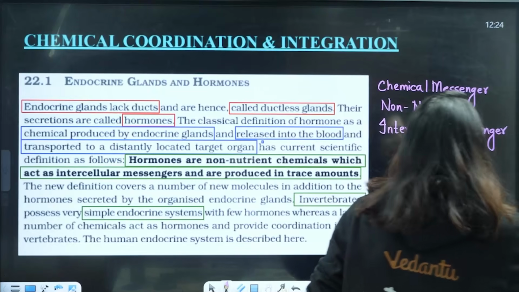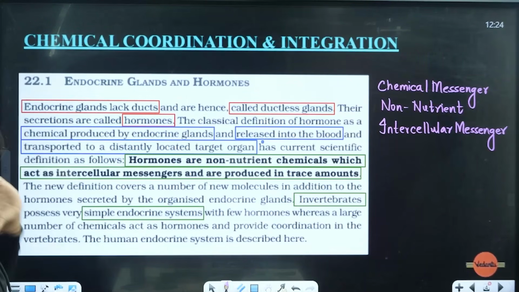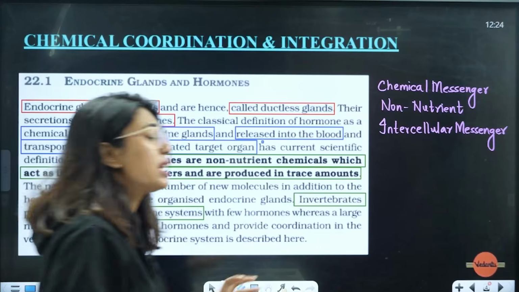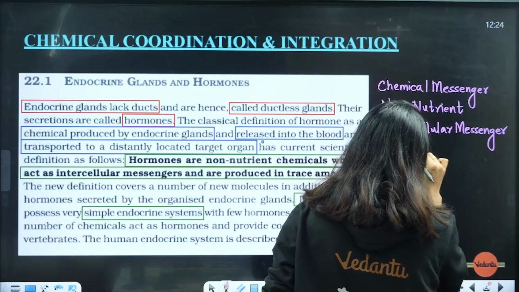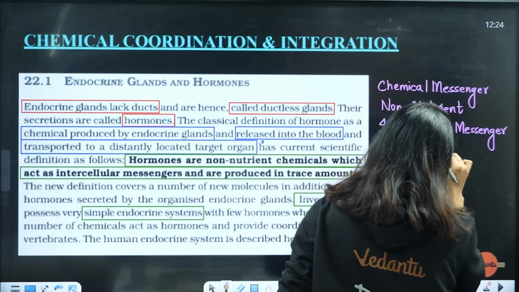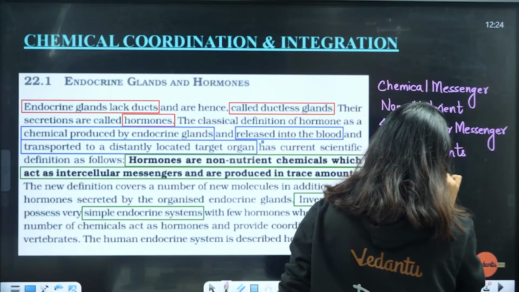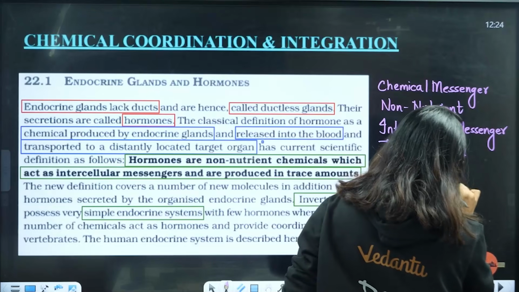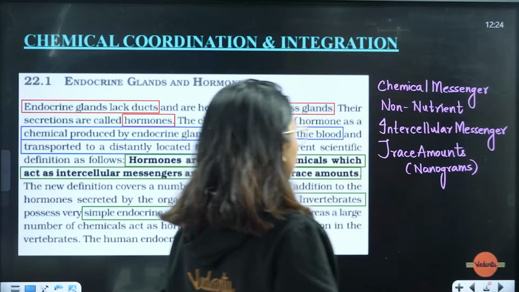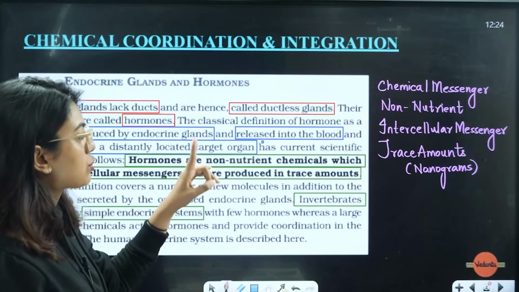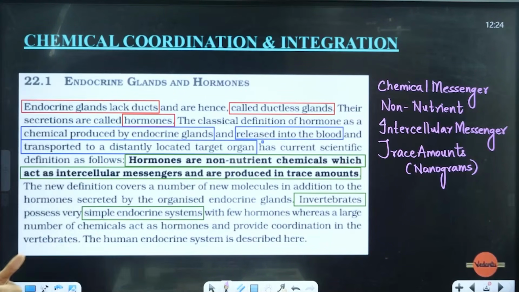Intercellular messengers, non-nutrient intercellular messengers, and they are produced in what amount, students? They are produced in nanograms, that is, in very trace amounts. Chemical messenger, non-nutrient, intercellular messenger, trace amounts, produced in nanograms. I hope this is clear.